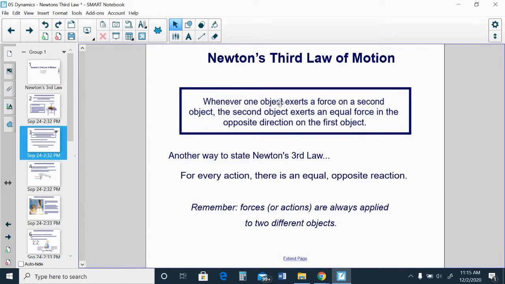So whenever one object exerts a force on a second object, the second object exerts an equal force in the opposite direction on the first object. There is another way to state this, and this might sound familiar from past courses. For every action, there is an equal and opposite reaction. And remember, forces, or actions, are always applied to two different objects.